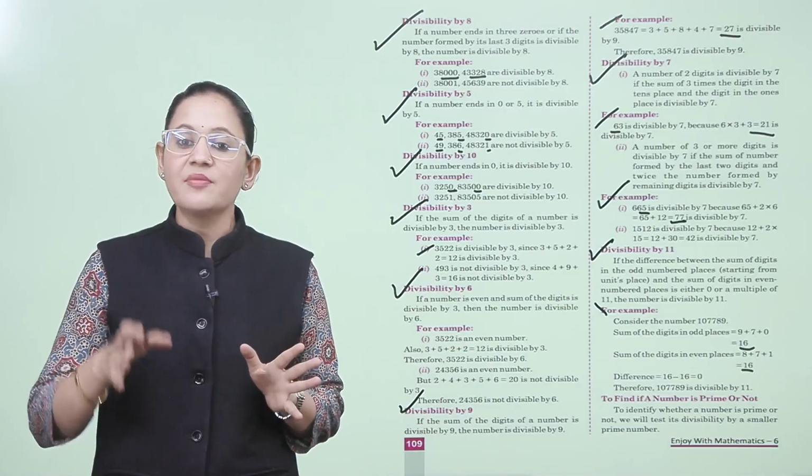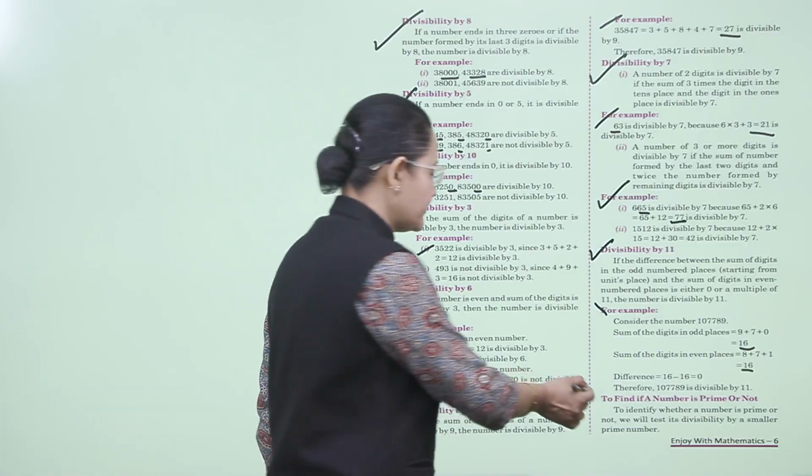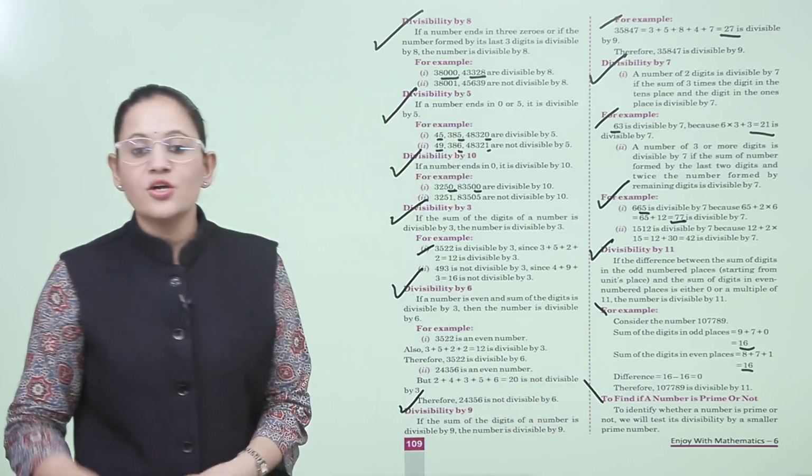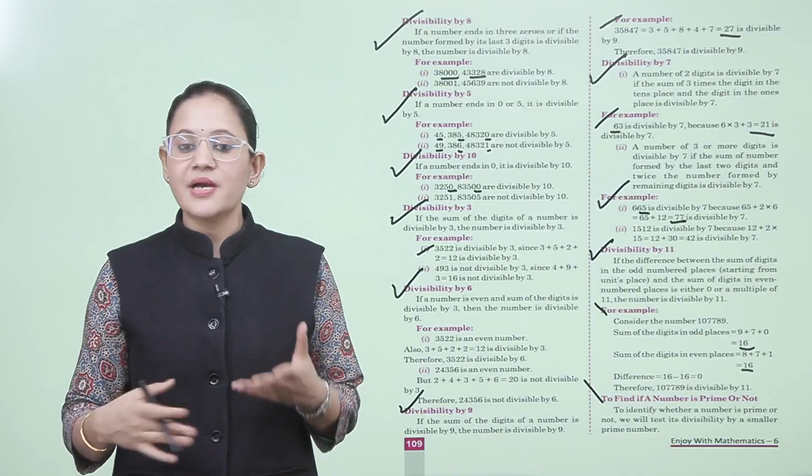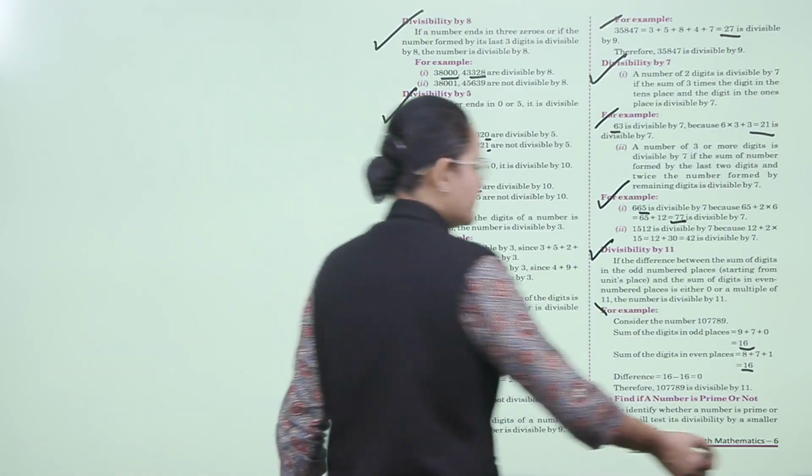To find if a number is prime or not, to identify whether the number is prime or not, we will test its divisibility by smaller prime numbers.